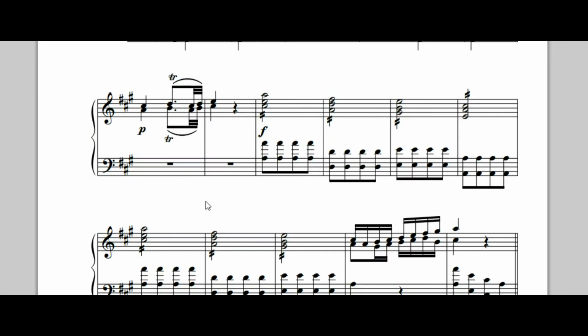Here we have a piece in A major, and when these eighth note lines come in, we see the phrase model. A chord, D chord, E chord, A chord. Roman numeral analysis: 1, 4, 5, 1, all in root position. Contextual analysis: tonic, predominant, dominant, tonic.